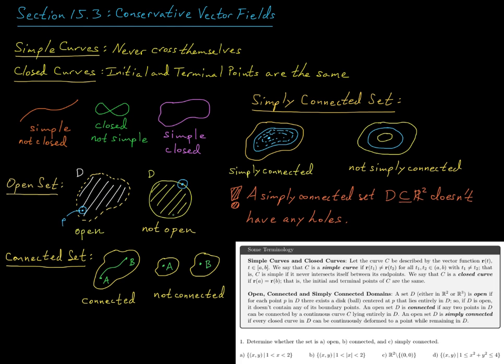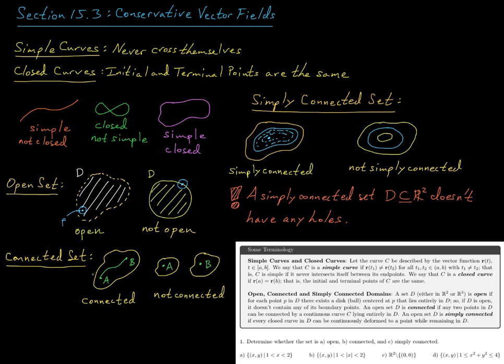Now notice for this set, where I am including the boundary points here. If I choose a point on the boundary, now any disk I draw centered at that point will always contain points outside of this region. Okay, so this set then is not open.